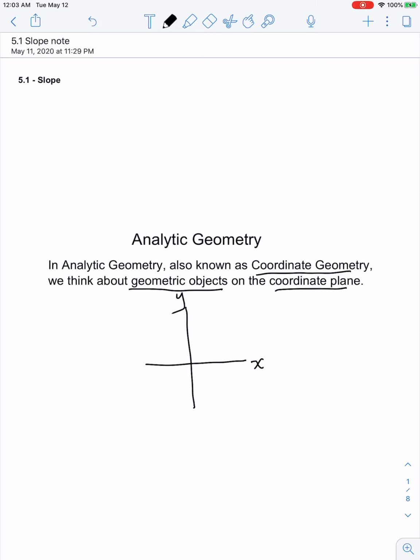Objects could be just lines. They could be rectangles and triangles and circles and all sorts of things. But today what we're going to look at is just lines, and we're going to look at what we call the slope of a line. We've already talked about slope before.